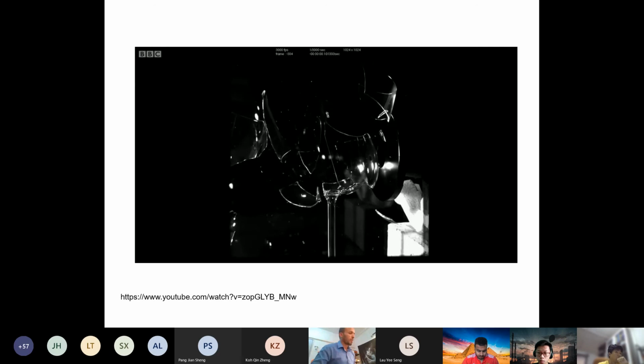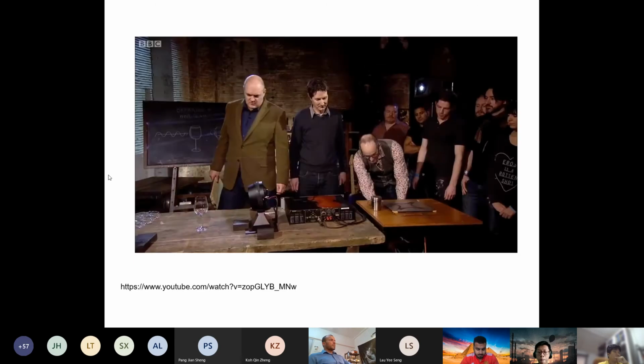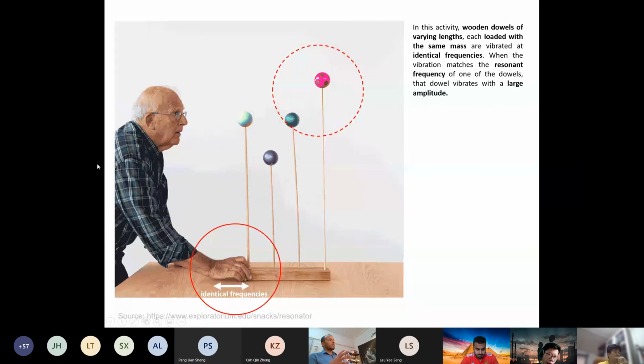So have you seen the video? Basically, using sound vibration which resonates with the natural resonance of the glass, they were able to explode it. Okay, let's continue. So this is the same thing.